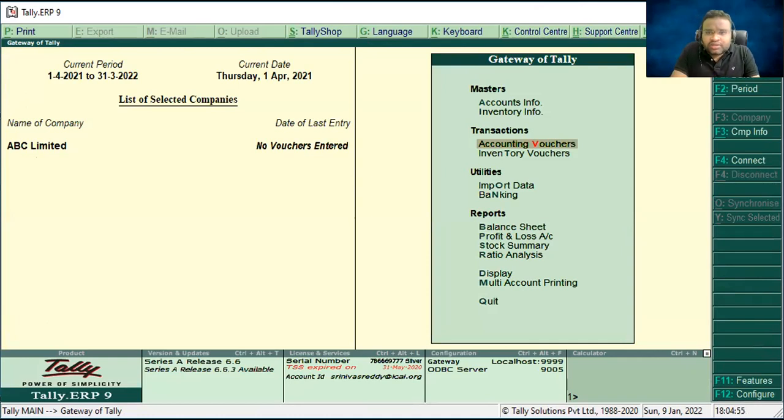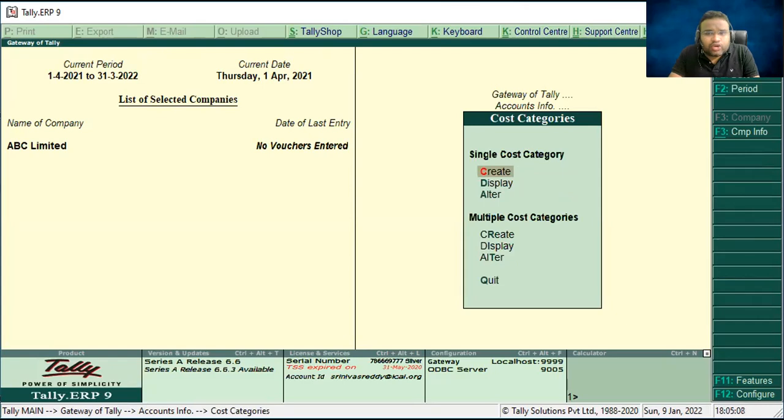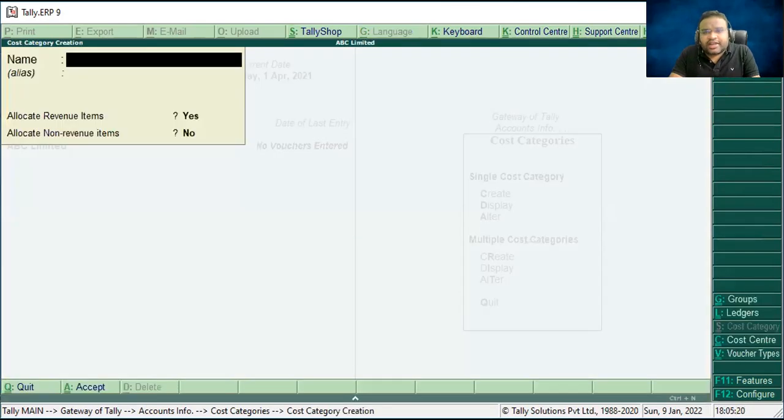Now, what do we do with cost center reports? How to create cost centers in this accounting package software. Let us assume here they have cost categories. What is said about cost center? A cost center can be a location, a place, or item of equipment. So it can be a person, place, or item of equipment. I'm creating cost categories. Let us assume cost categories are retail outlets.